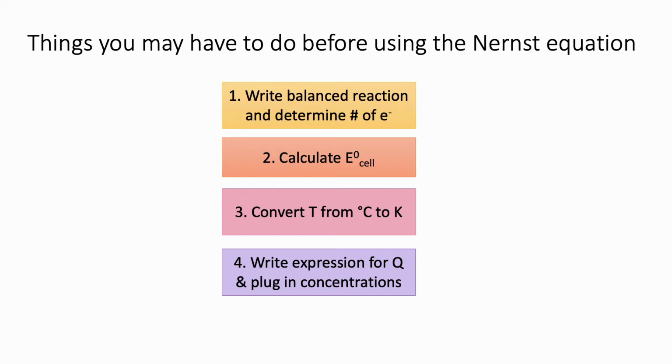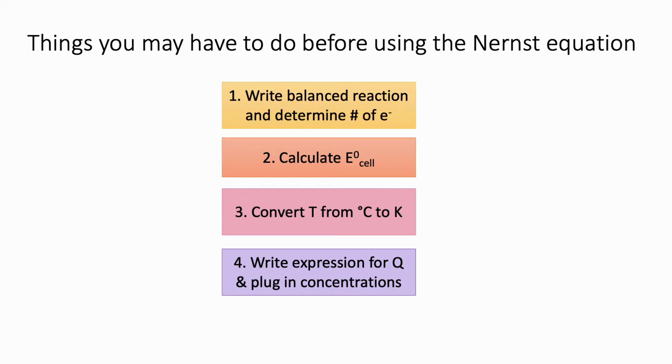Now, in my last video, I kind of shortcutted and said, hey, as long as you can figure out the number of electrons that are exchanged, you're good. You don't actually need to write a balanced redox reaction. That is not true if you're using the Nernst equation, and I'll explain why in a later step. The second thing is you need to calculate the standard cell potential. What is your cell potential under standard conditions? And you're going to do that by looking at the table of standard reduction potentials.